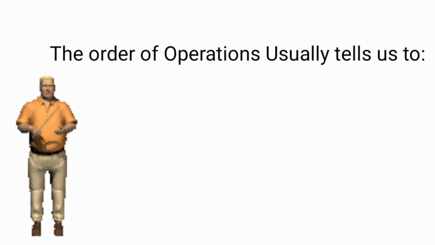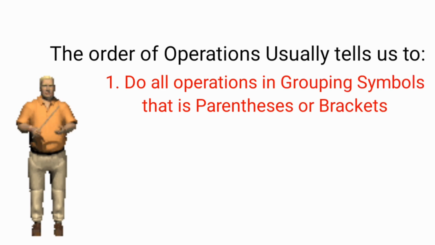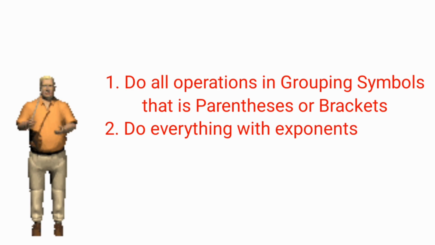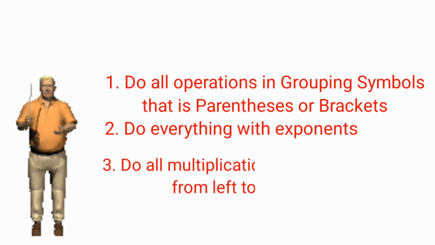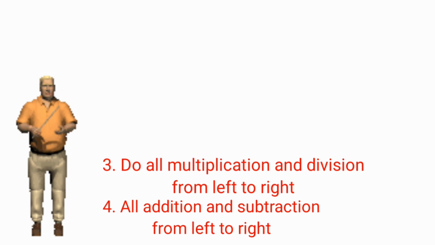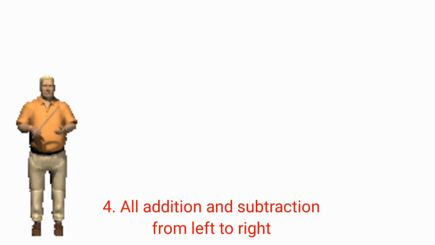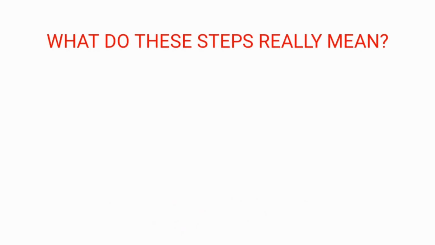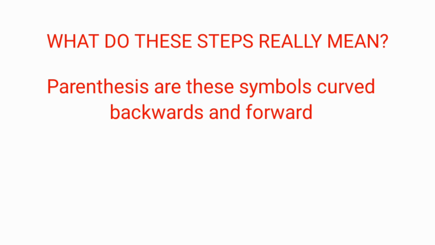So the order of operations usually tells us to first, do all operations in grouping symbols, that is parentheses or brackets. Next, do everything with exponents. Then, do all multiplication and division from left to right. And last, all addition and subtraction from left to right. Now, we want to see what these steps really mean. Let us check this out.